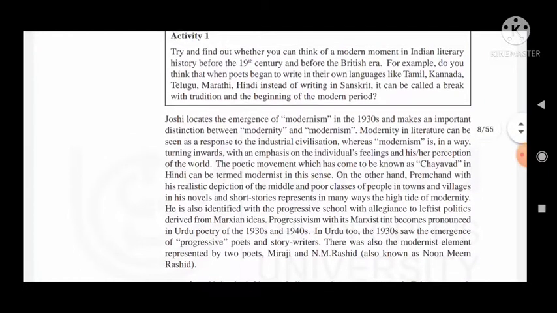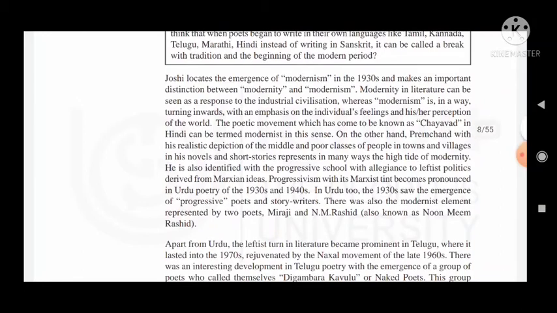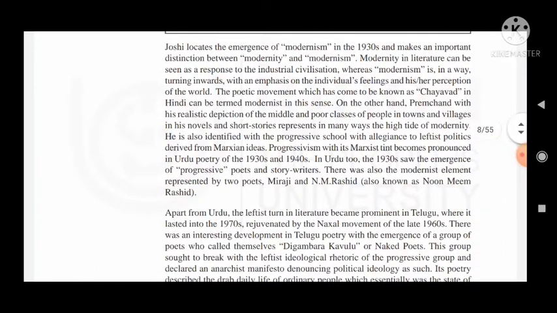So Joshi locates the emergence of modernism in the 1930s and makes an important distinction between modernity and modernism. Modernity in literature can be seen as a response to the industrial civilization, whereas modernism is in a way turning inwards, with an emphasis on the individual's feeling and his or her perception of the world. The poetic movement which has come to be known as Chayabad in Hindi can be termed modernist in this sense.